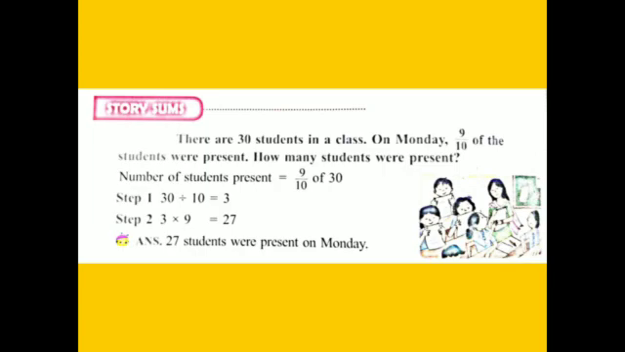Step 1, we have to divide the 30 by the denominator 10. So we will get the quotient 3. Next step, multiply the 3 with the numerator 9, which is equal to 27. 27 students were present on Monday.